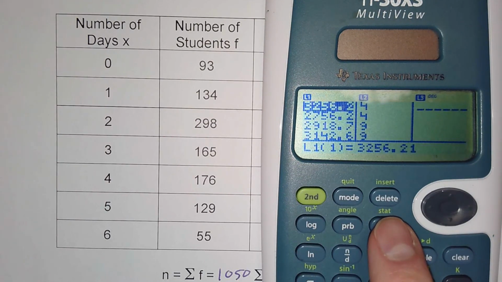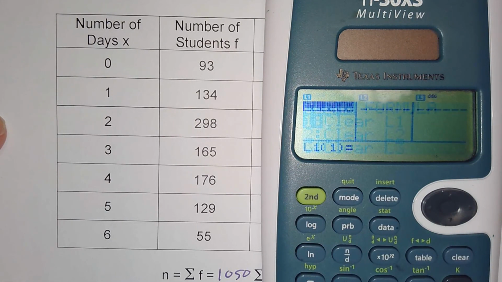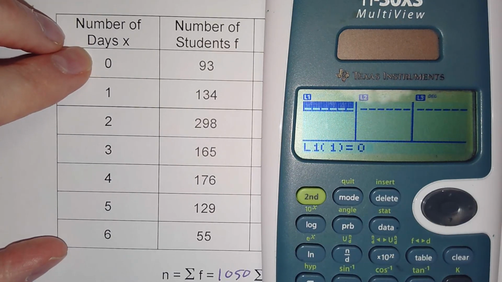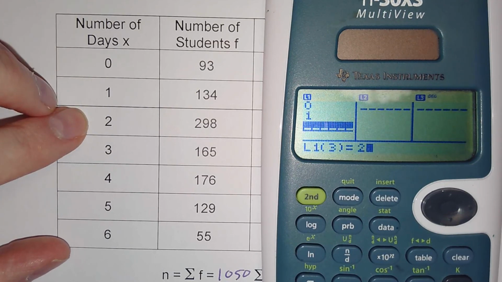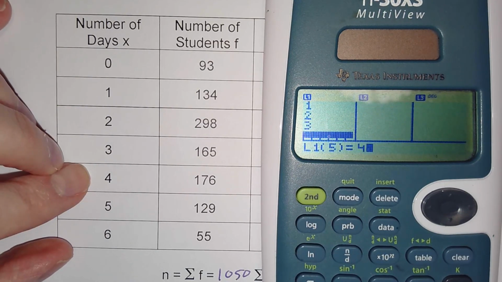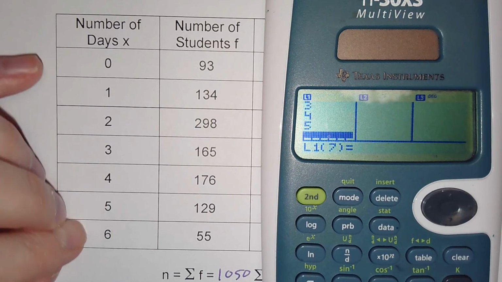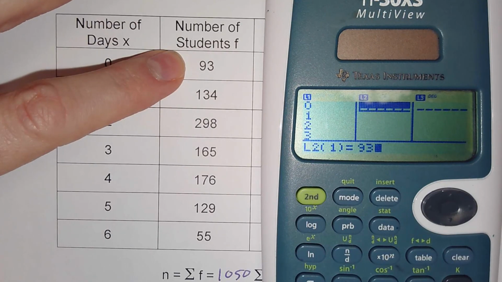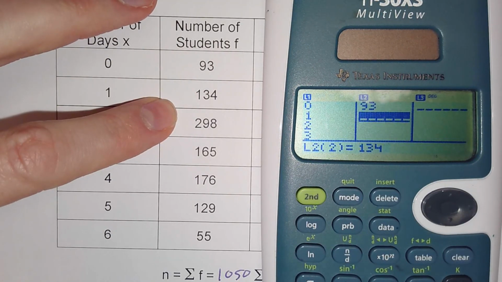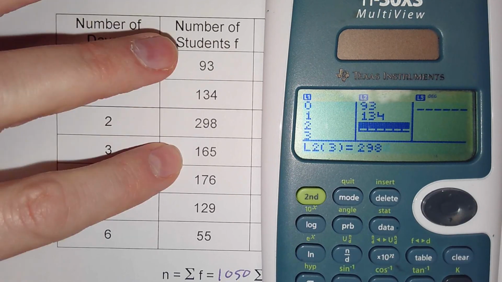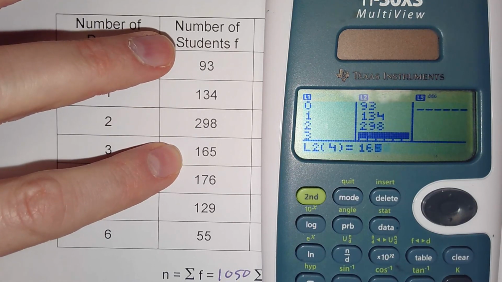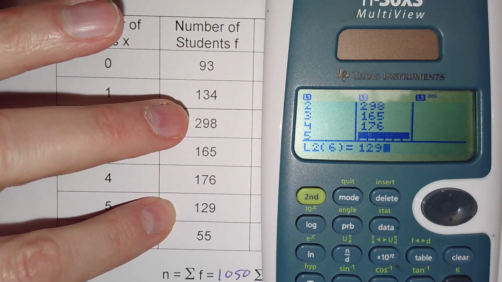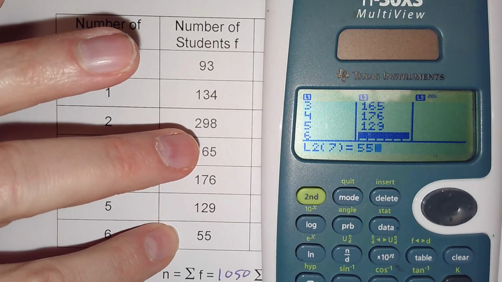And remember, I have old data here, so I'm going to hit my data again. Type option 4 to clear everything out. And so my first column is going to have 0, 1, 2, 3, 4, 5, 6. Hit my right arrow, and then just type in my numbers here: 93, 134, 298, 165, 176, 129, and 55.